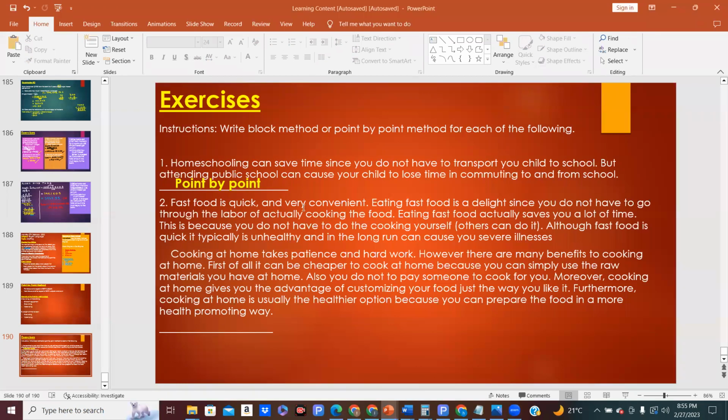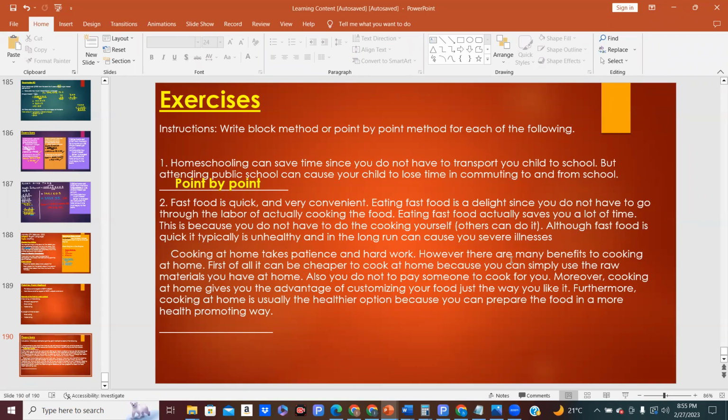All right, the second one says fast food is quick and very convenient. Eating fast food is a delight since you don't have to go through the labor of actually cooking the food. Eating fast food actually saves you a lot of time. This is because you don't have to do the cooking yourselves. Others can do it. Although fast food is quick, it typically is unhealthy and in the long run can cause you severe illness. Cooking at home takes patience and hard work. However, there are many benefits to cooking at home.